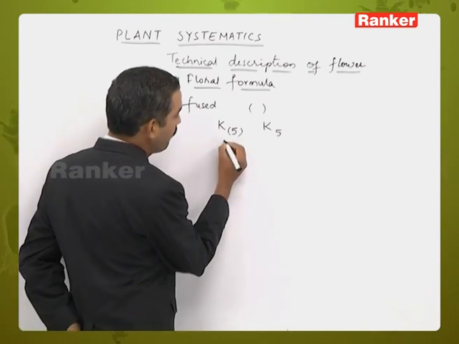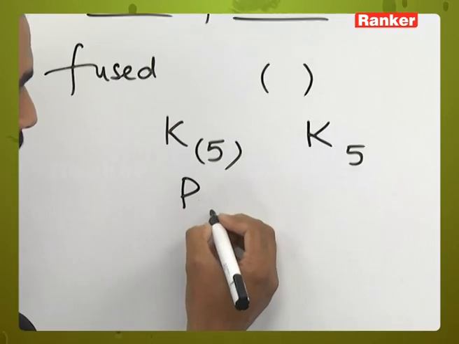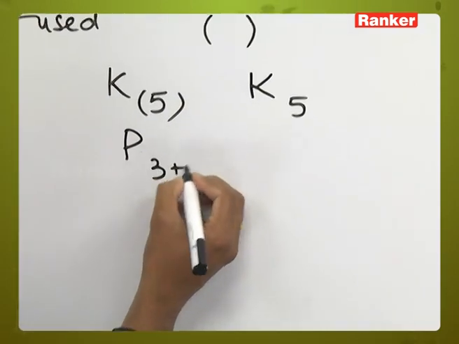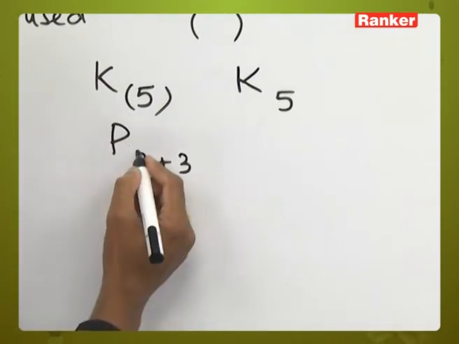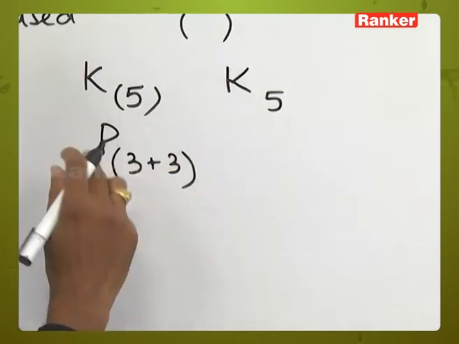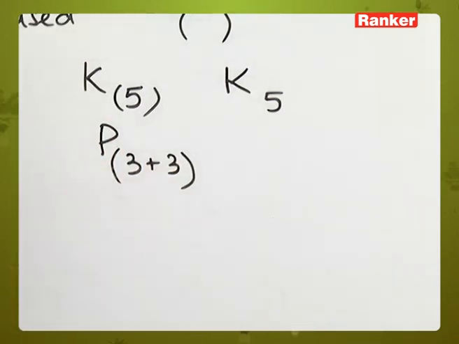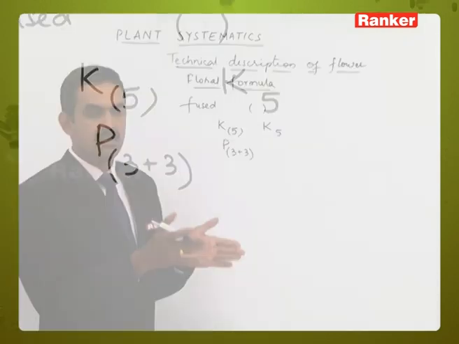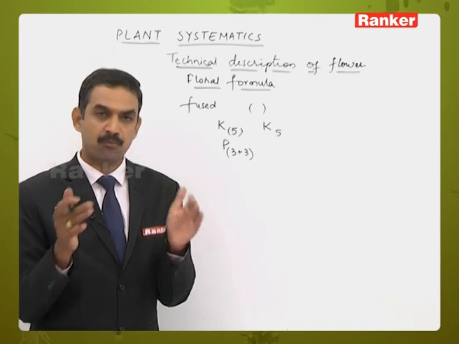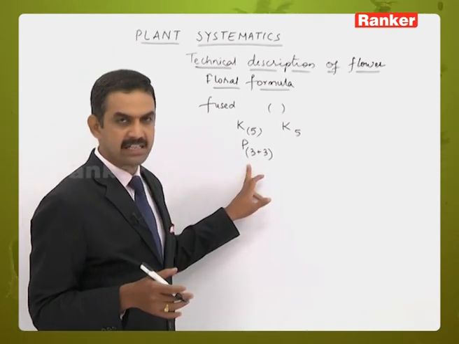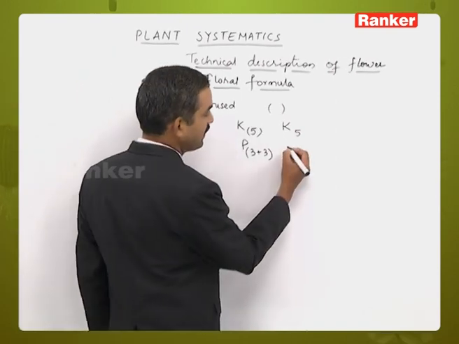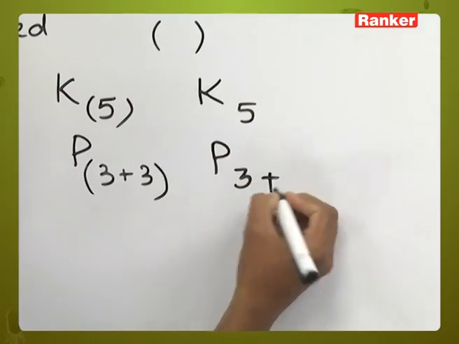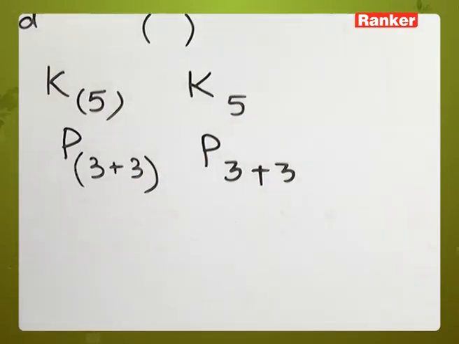In the same way for perianth also, if it is 3 plus 3 as we are discussing, and the perianth lobes are fused, then for the fused condition 3 plus 3, that is, 3 are present in the inner whorl and 3 in the outer whorl and they are fused, the bracket has to be shown around this 3 and 3. If they are free, P 3 plus 3 like this, there is no need of writing the bracket.